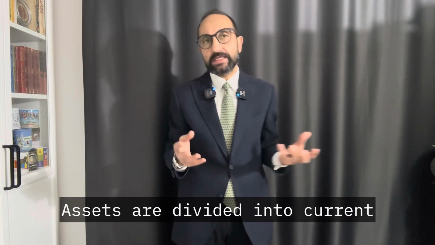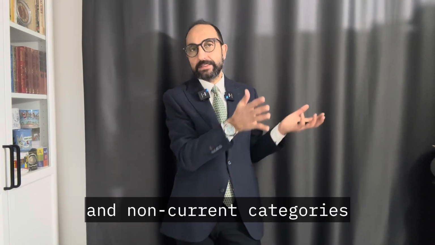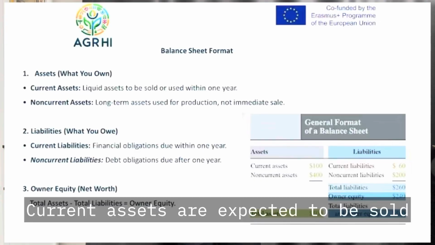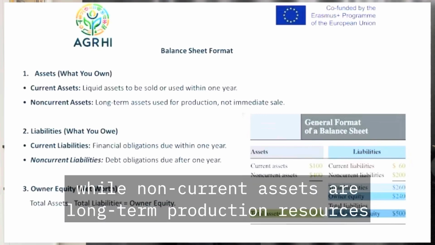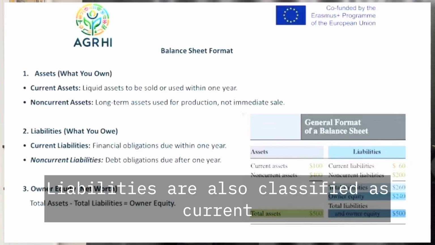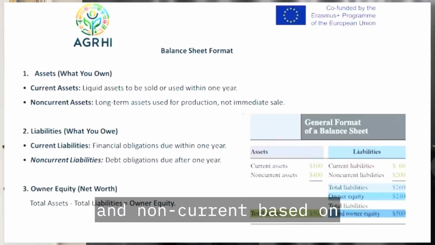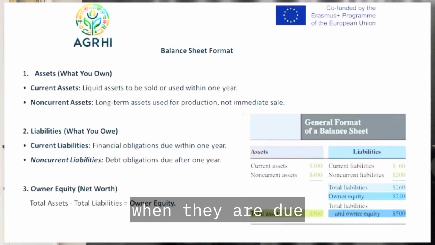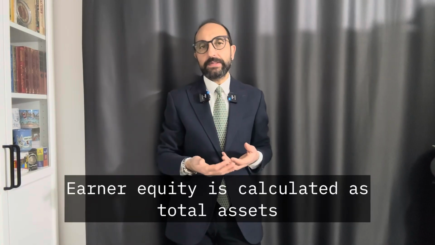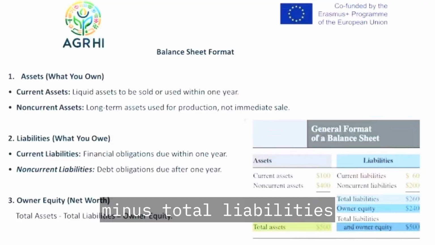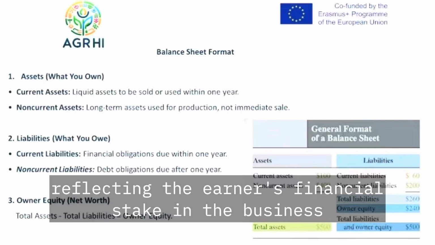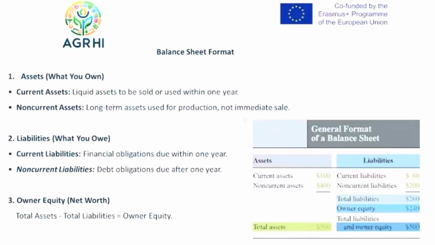Assets are divided into current and non-current categories. Current assets are expected to be sold or used within 1 year, while non-current assets are long-term production resources. Liabilities are also classified as current and non-current based on when they are due. Owner equity is calculated as total assets minus total liabilities, reflecting the owner's financial stake in the business.